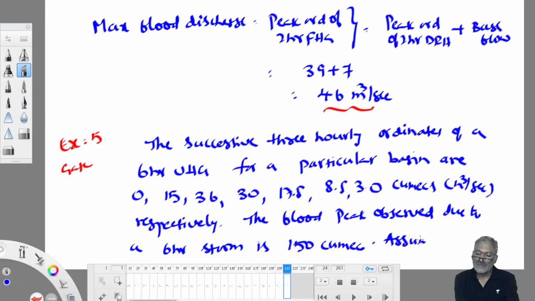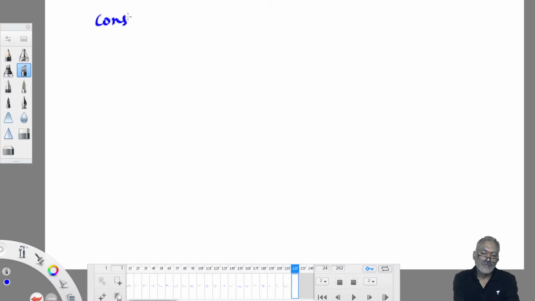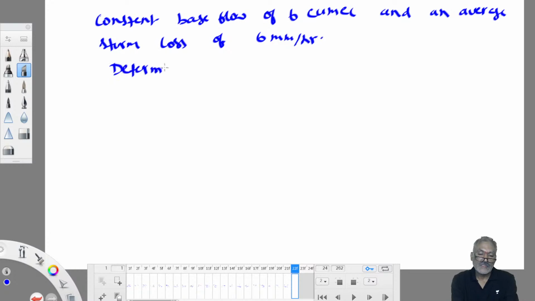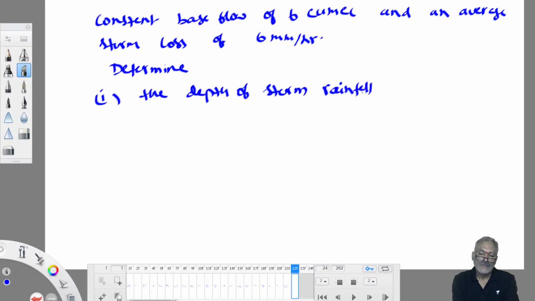Assuming a constant base flow of 6 cubic meters per second and an average storm loss of 6 mm per hour, what I have been asked to find out is, first, the depth of storm rainfall. Second is the stream flow at the 15th hour.